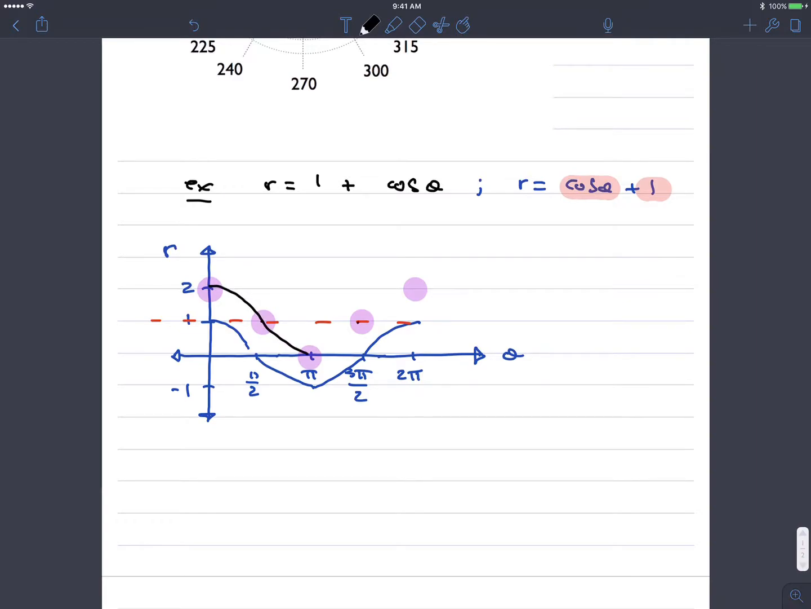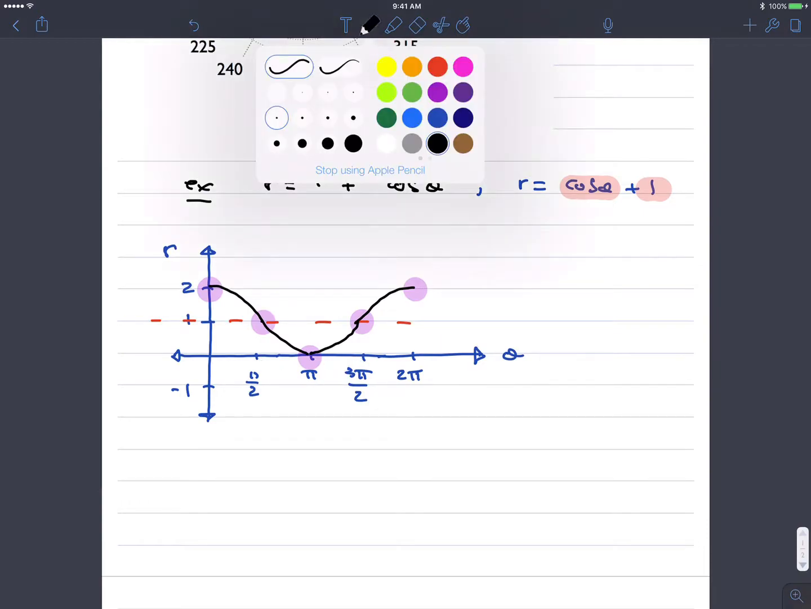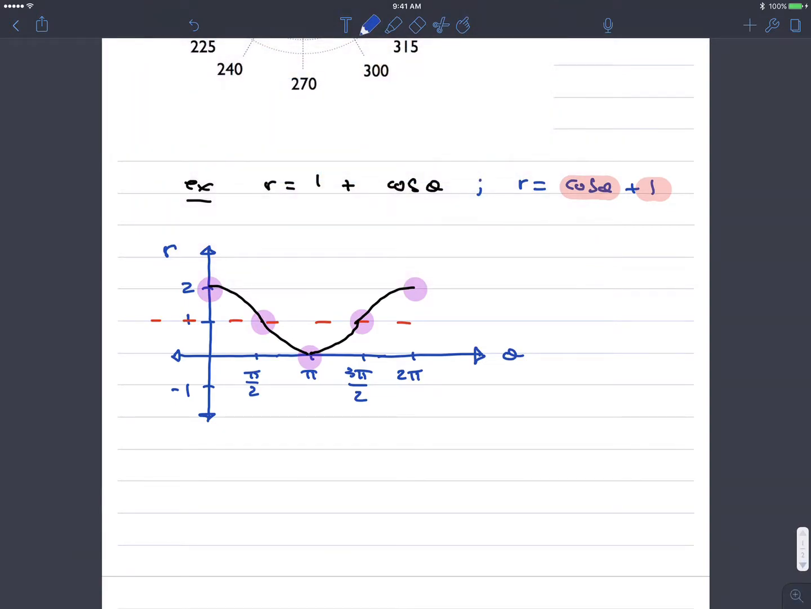Down here, and back up here. This is the graph, really, of cosine theta plus 1. Now let's erase this. It's not there. And see if we need anything else. Looks like we're good.